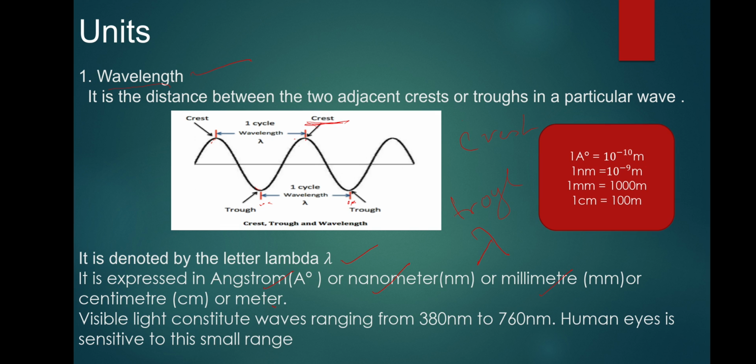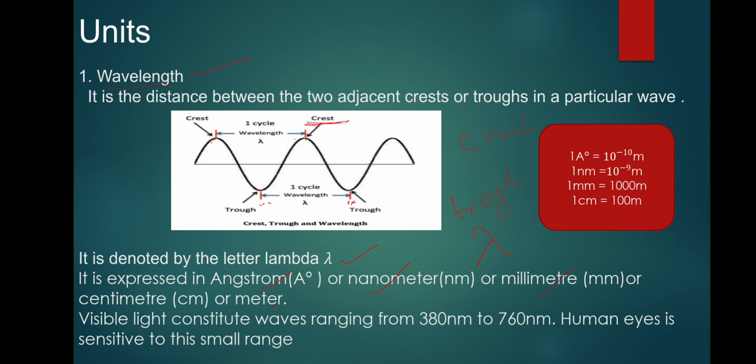It will not be in meters. 1 nanometer is equal to 10 to the power minus 9 meter. 1 millimeter is equal to 10 to the power minus 3 meter and 1 centimeter is equal to 10 to the power minus 2 meter. So we get only very low values. We can represent it either by angstrom or nanometer. These are the two units we normally use.